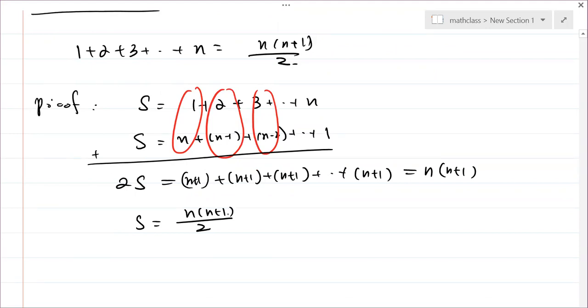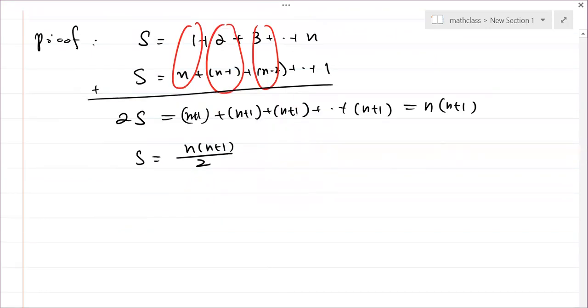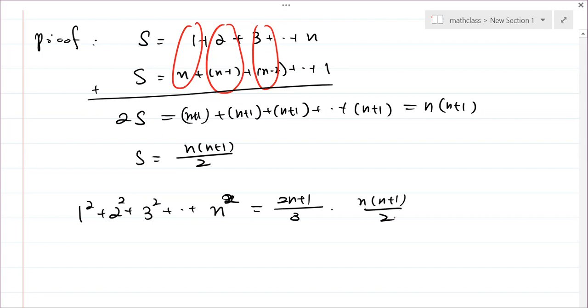This is how we get the formula. Now there are two other formulas, not easy to get, but I want to mention them here. So 1 square, 2 square, 3 square, all the way to n square, which is actually going to be 2n plus 1 over 3, times n times n plus 1 over 2. You see? So this part is the same, but there's an additional term here.